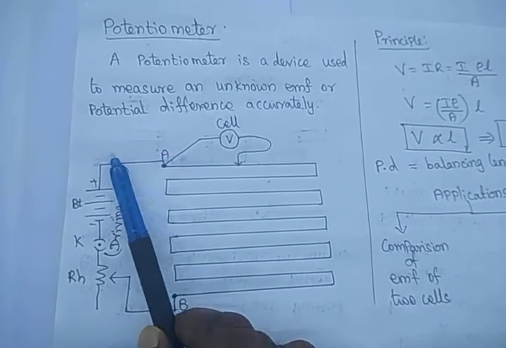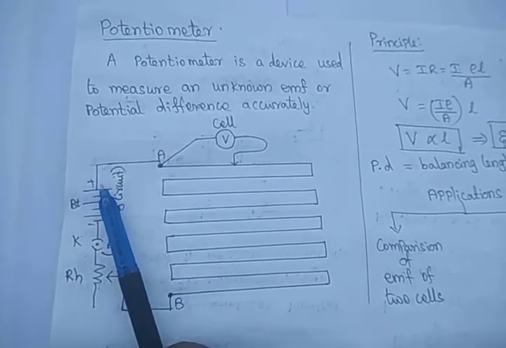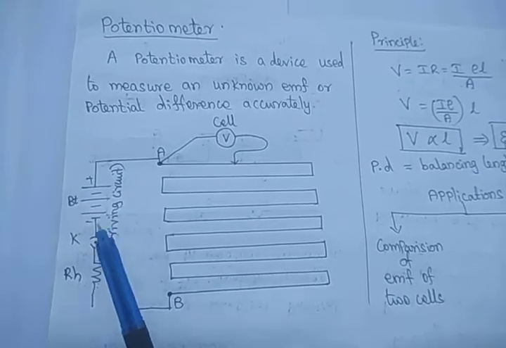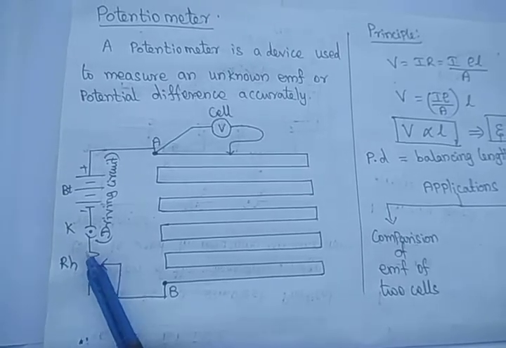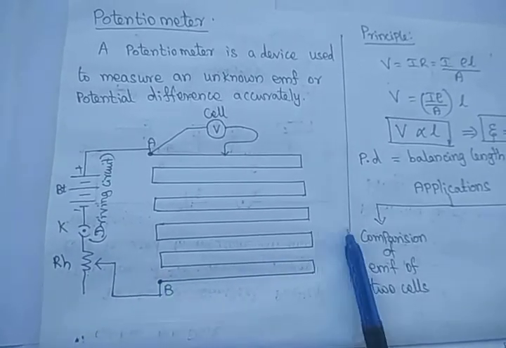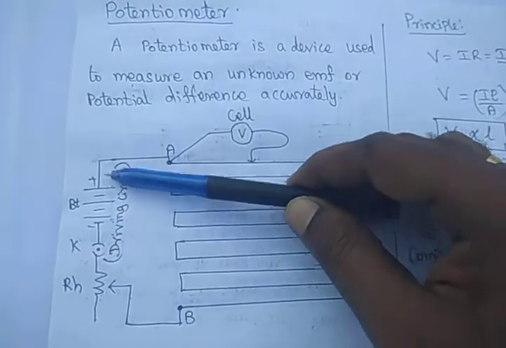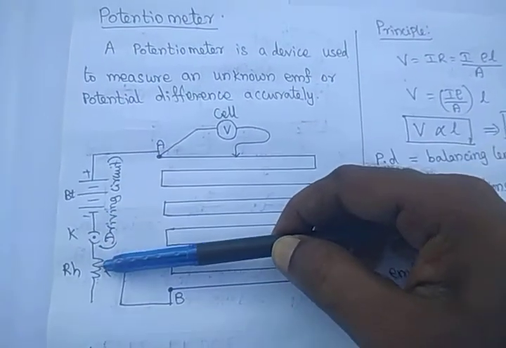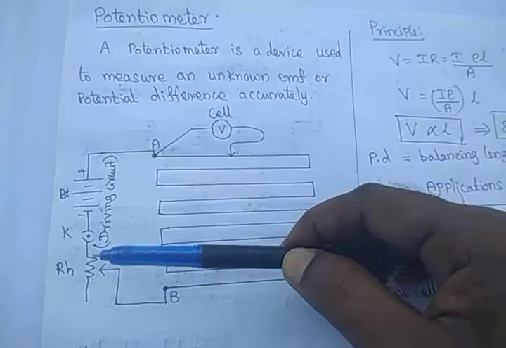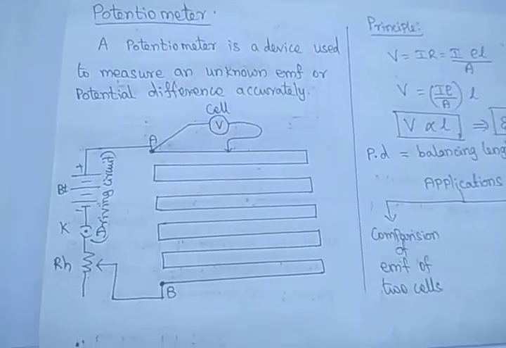Then the terminal A is connected to the positive terminal of the battery, the key and the rheostat. Rheostat is adjusting the resistance values. Then it will be connected. The circuit will be closed. So this circuit is called a primary or driving circuit. This circuit is called a driver circuit or driving circuit.